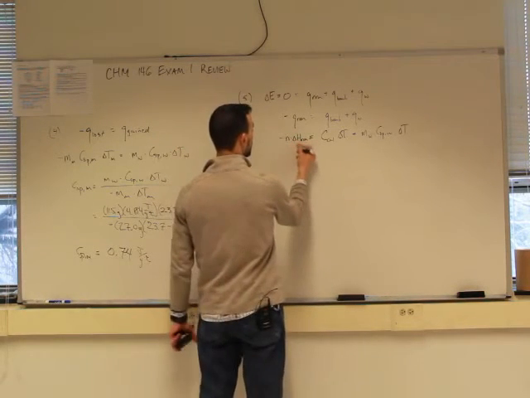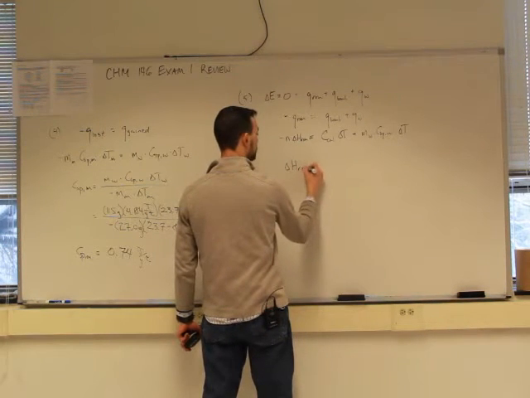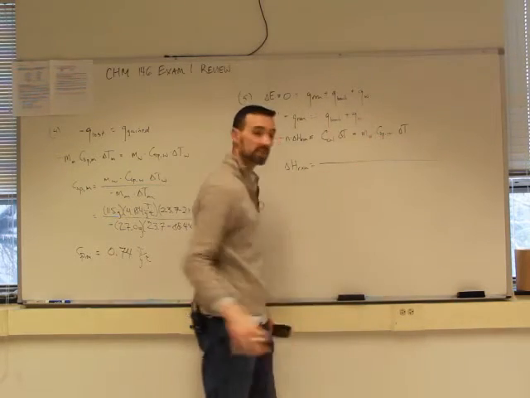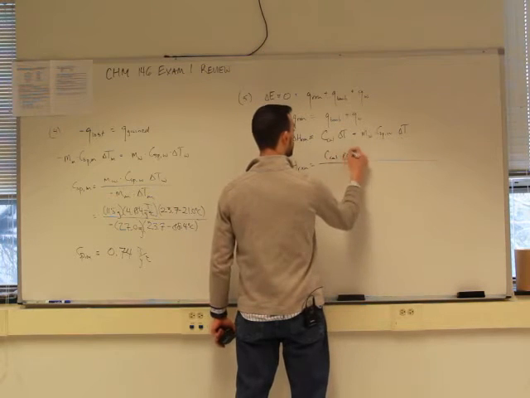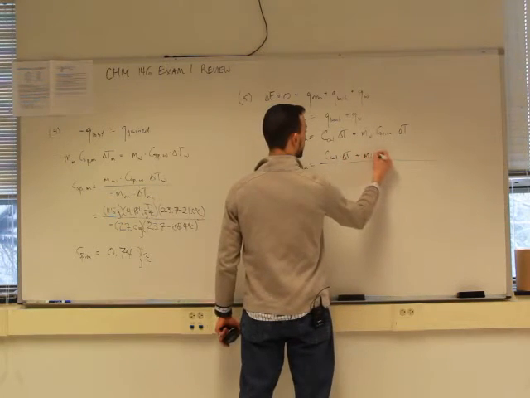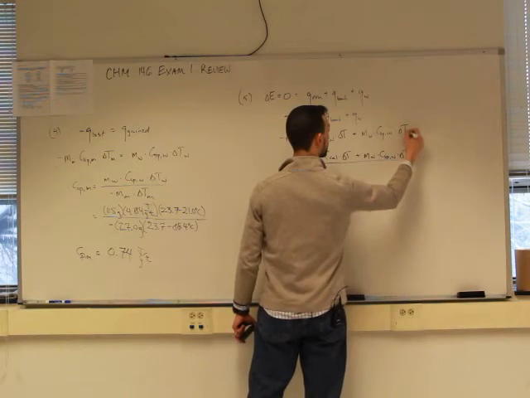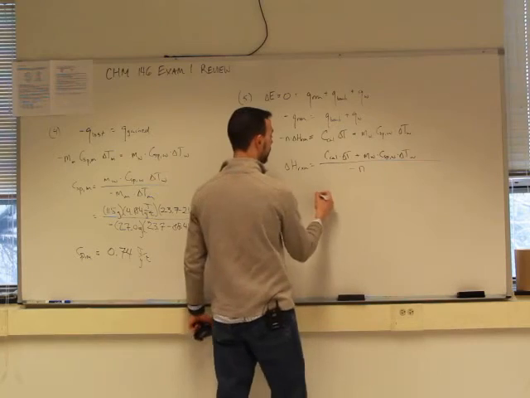So we could go ahead and solve, if we want, all symbolically. There's a variety of ways to do this, though. We could put all our numbers in at this point or leave everything as symbols. C calorimeter times delta T, plus our m, c specific, delta T of our water. All this will be divided by the negative of our moles.